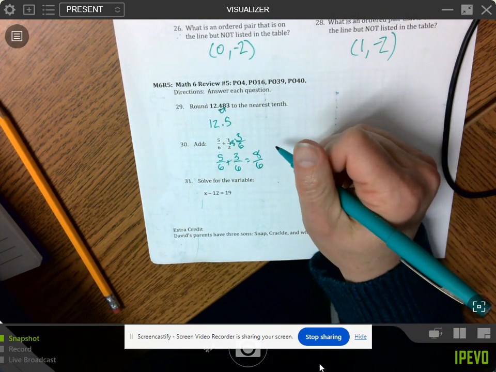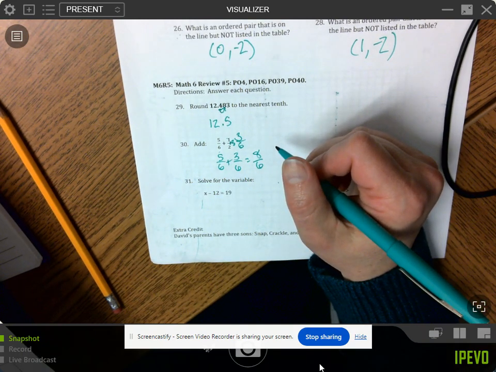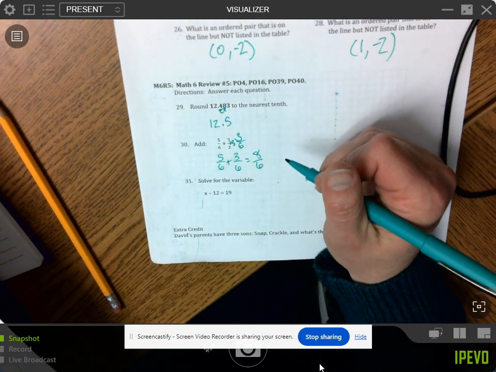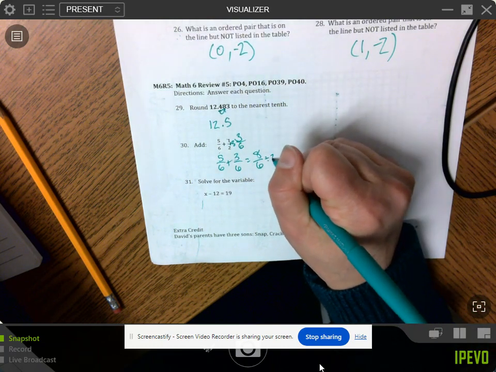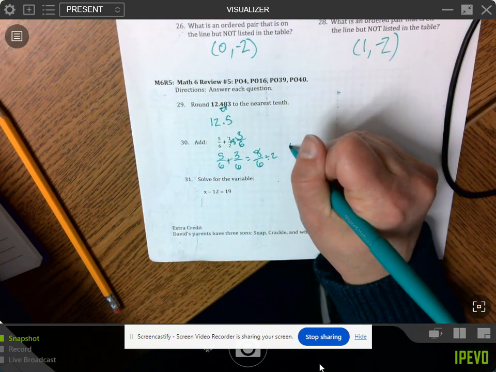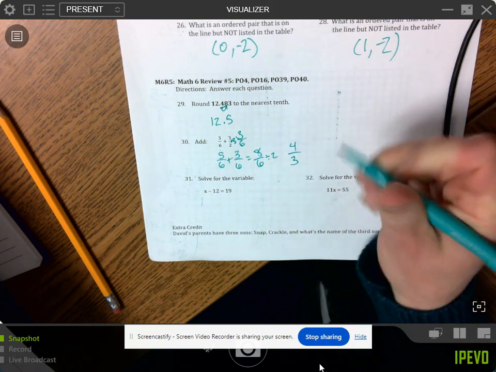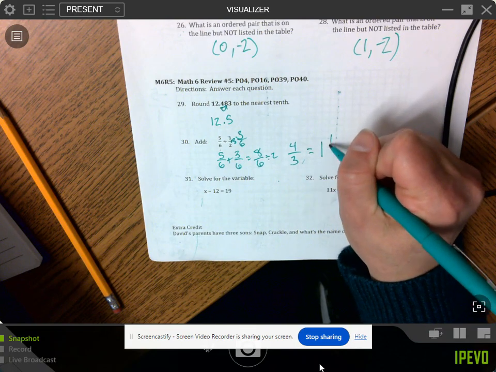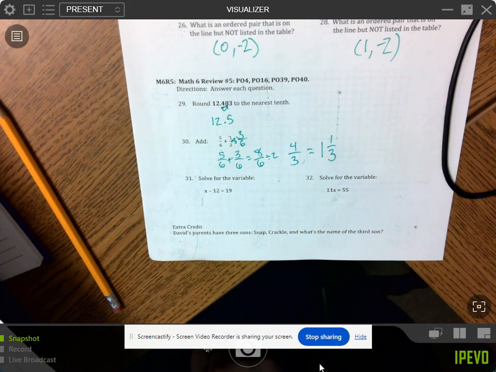I can't leave it like that. Why not, Madison? What do I have to do to my fraction, Madison? Simplify. I can divide a 2 out of both of these. 8 divided by 2 is 4. 6 divided by 2 is 3. I had some people who left it improper, some people who turned it into a mixed number. Both are correct. The fraction has to be simplified.